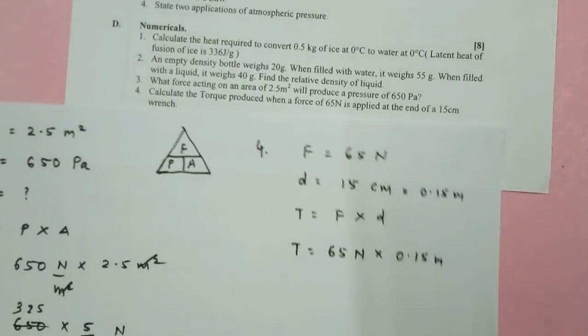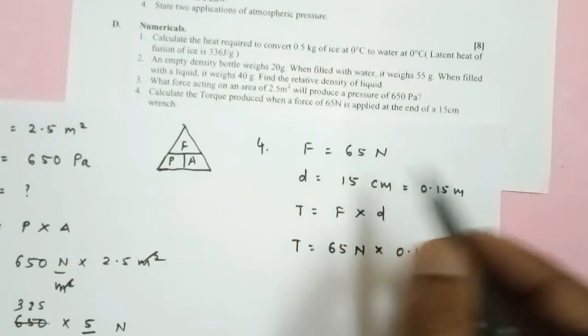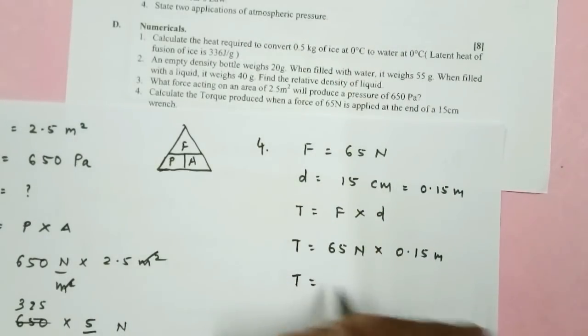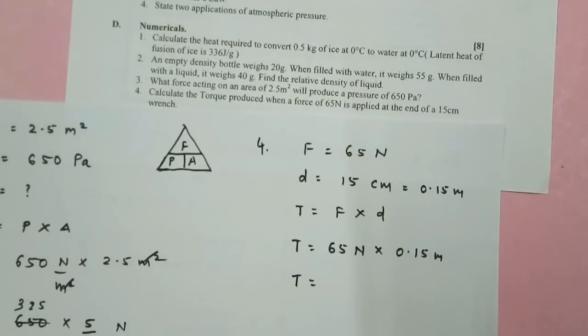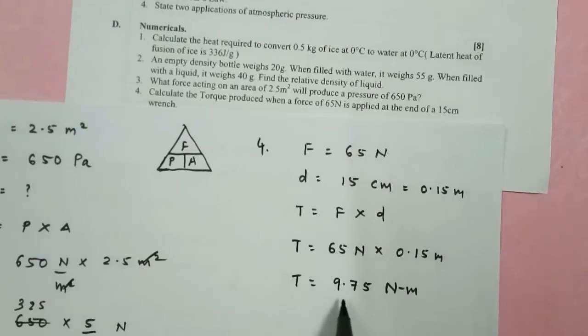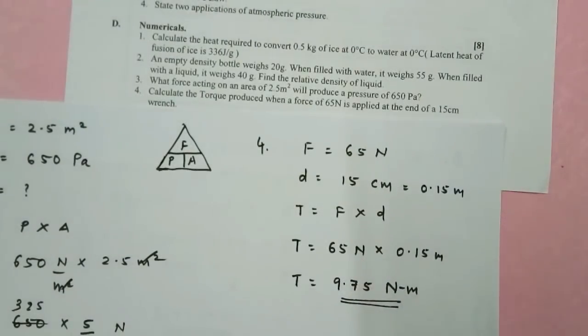Most of the children have made a mistake over here. They have directly multiplied without seeing whether it is an SI or CGS unit. So torque is equal to 65 into 0.15. So 65 multiplied by 0.15 is 9.75. Then Newton meter. If you don't write down the unit, marks are definitely going to get cancelled. So this is how, in a neat and clear way, you are supposed to solve the numerical.